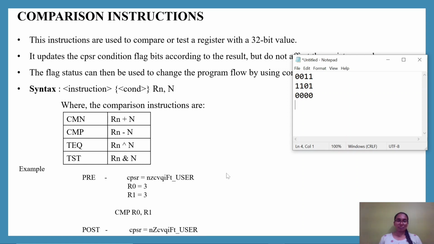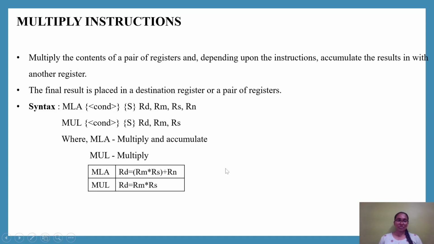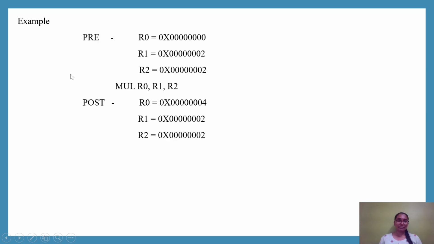Now let us move on to multiply instructions. They multiply the contents of a pair of registers and, depending upon the instruction, accumulate the result with another register. The syntax is MLA, condition, S, RD, RM, RS, and N, so there are four operands used, and MUL, condition, S, RD, RM, and RS. MLA is multiply and accumulate, and MUL is multiply. Let us look into an example.